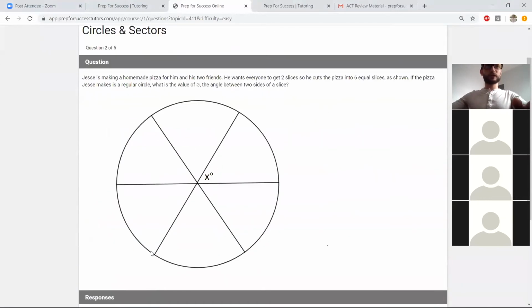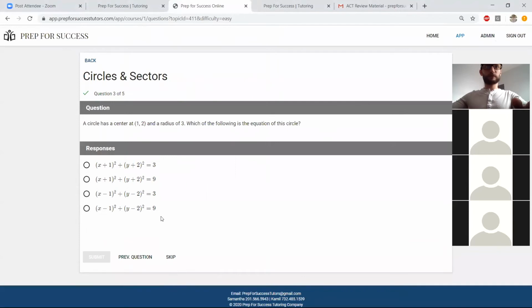So we're going to do easy, and that one's going to be fairly simple for you guys. Okay, this question, everybody should be able to get this correct. If you got this wrong, I'm going to be disappointed. No, but seriously, this one should be very straightforward as long as you wrote down the circle formula. Okay, here they're saying a circle has a center of 1, 2 and a radius of 3. Which of the following is the equation of the circle?